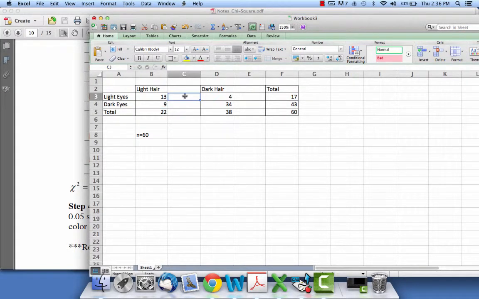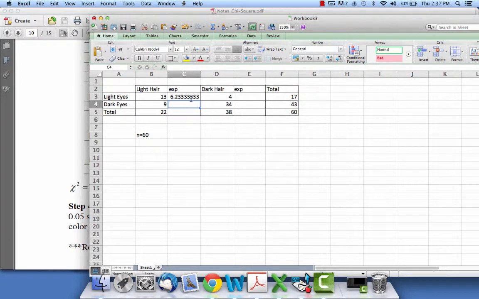Okay, so now our expected values. For light-eyed people with light hair, we would have 22 times 17 divided by 60. Basically because we have a 17/60 chance of having light eyes times 22 people, or a 22/60 chance of having light hair times 17 people with light eyes. So this is going to be 17 times 22 divided by 60.